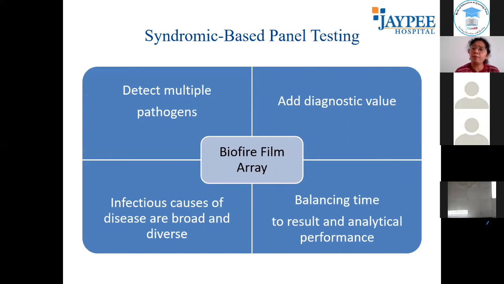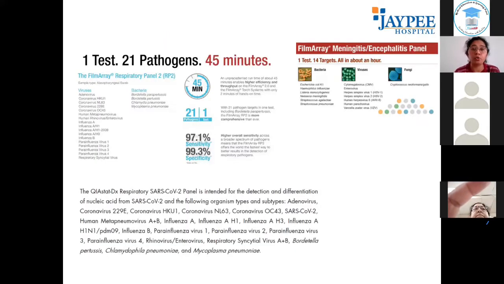Then comes the syndrome based panel testing. Now with these point of care tests, everybody wants one shot and all answers. So they are able to detect multiple pathogens. They obviously add diagnostic value, and infectious causes of disease are broad and diverse. So you want to diagnose your bacterial, your fungal, your viral in one shot. And balancing the time and the analytical performance is also important. One of the tests in the market is your BioFire FilmArray, and the QIAGEN QIAstat is also there to do the same thing.